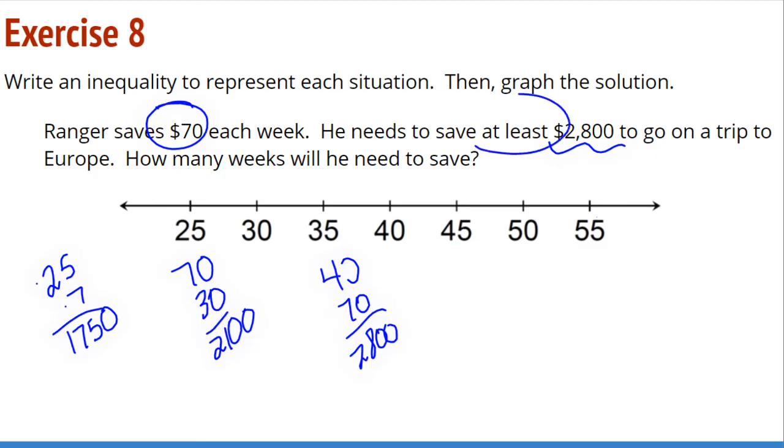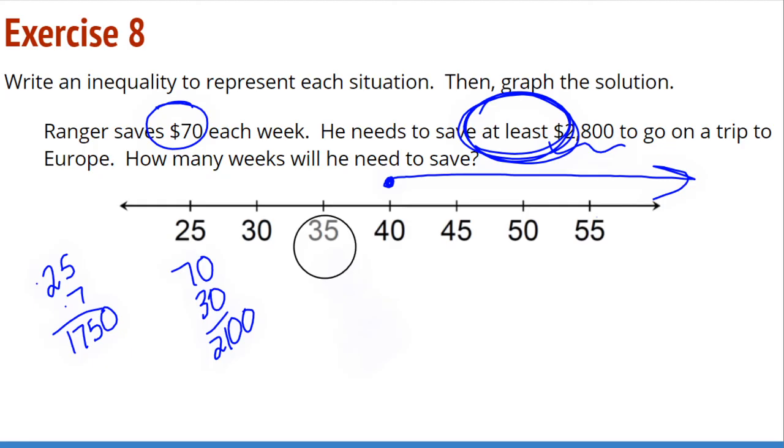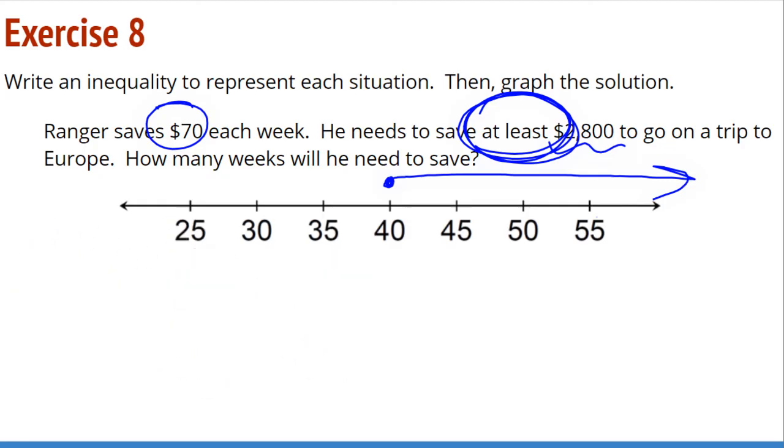It says he needs at least $2,800. So the very least he could save is for 40 weeks. If he saves for longer, he can have more money. At least. So his number of weeks has to be greater than or equal to 40, the least amount.